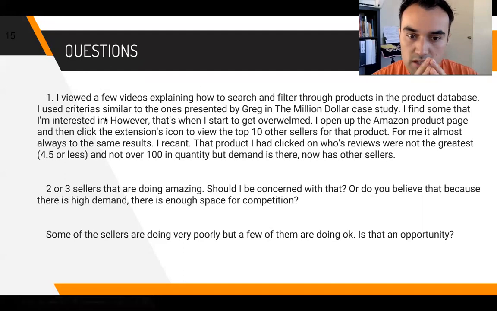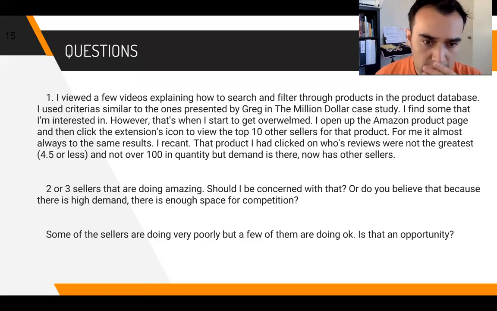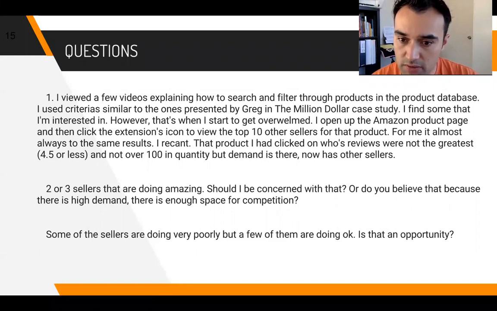I viewed a few videos explaining how to search and filter through products in the database. I use criteria similar to the ones presented by Greg in the $1 Million Case Study. I find some that I'm interested in. However, that's when I started to get overwhelmed. I open up the Amazon product page and click the extension to view the top 10 other sellers for that product. For me, it's almost always the same results.